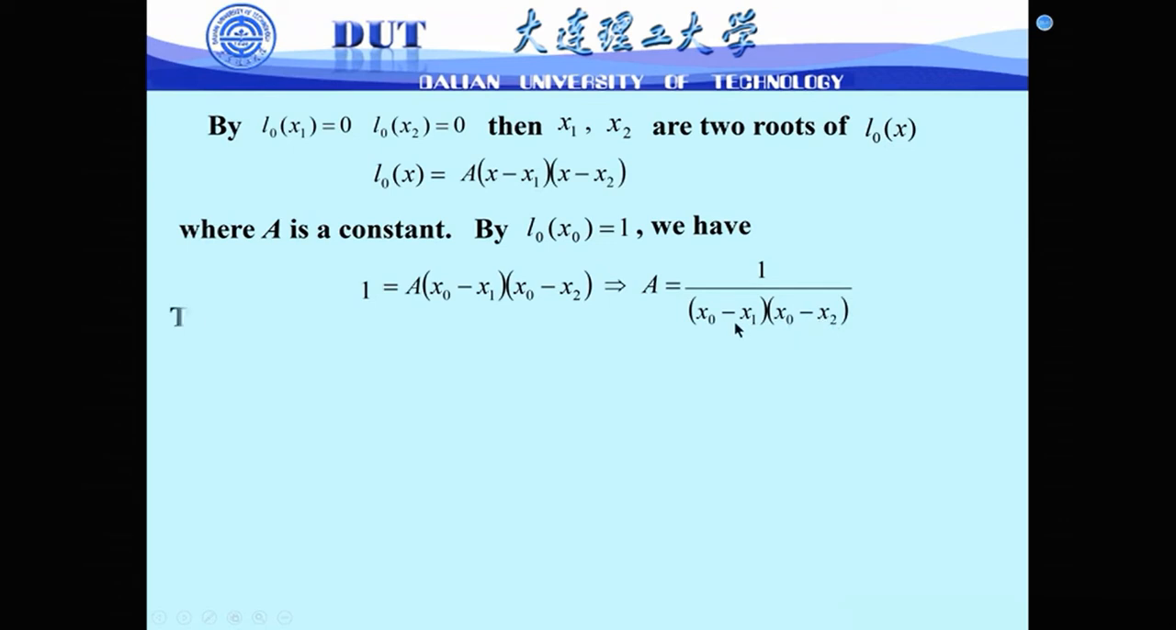Clear? Then coming back, we can know L0(x). This function is equal to, okay, the numerator is (x minus x1) multiplied by (x minus x2). The denominator here, you see, is (x0 minus x1) multiplied by (x0 minus x2). Is the computation okay for you?